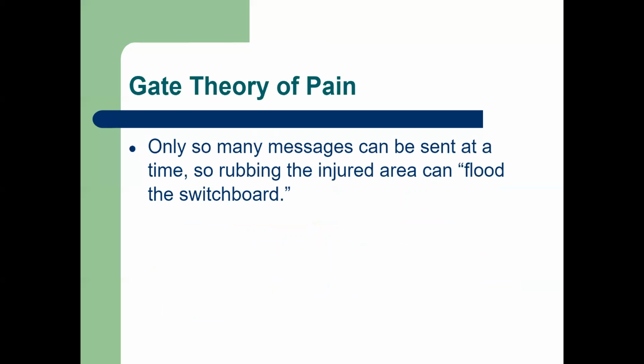The gate theory of pain refers to the idea that only so many pain messages can be sent at a time. Pain can then be reduced by adding more pressure to an injured area and therefore flooding the switchboard. So if you bump your head and you are told to rub the area that you have bumped, that will actually lessen the pain. The same applies if you get punched in the arm, just rub that part of your arm. All of these messages about touch are trying to get in, and some of the ones that are rejected will be the pain messages.